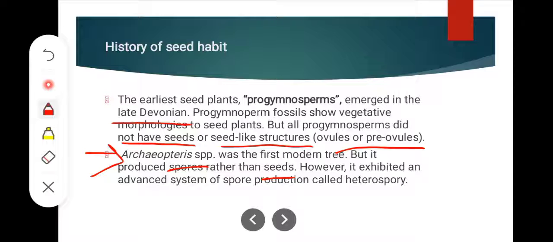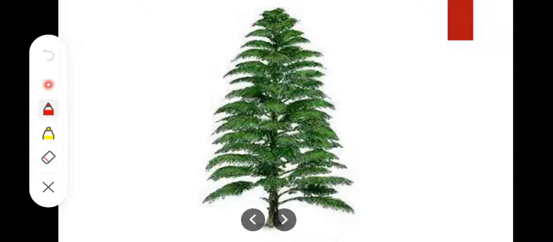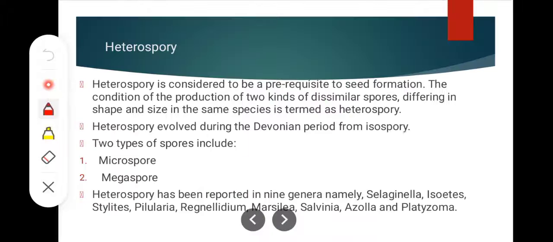It exhibits an advanced system of spore production known as heterospory. Here is the diagram of the Archaeopteris species, the first plant of the gymnosperm lineage, a progymnosperm. What is heterospory? It's considered to be the prerequisite to seed formation.